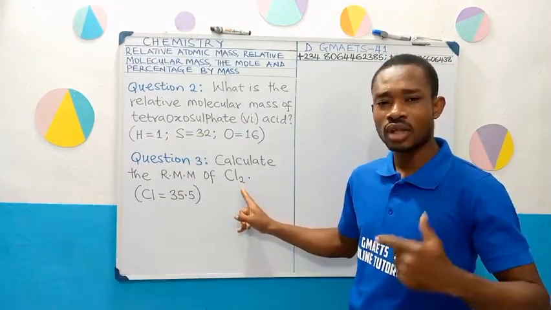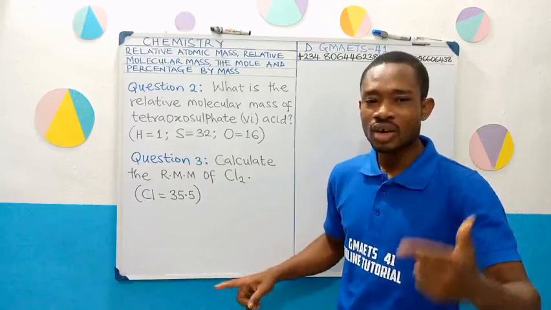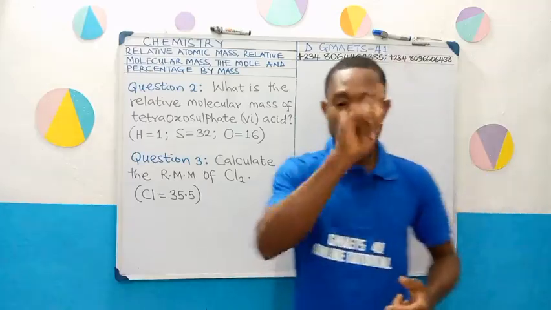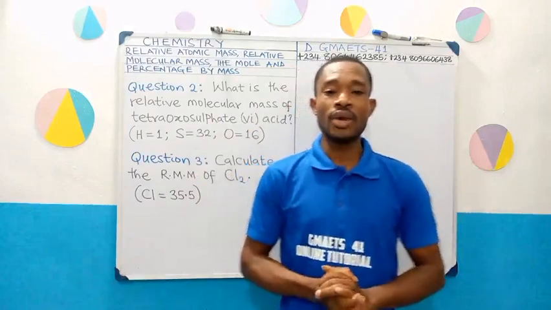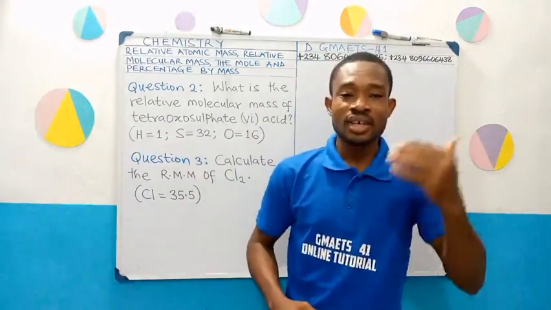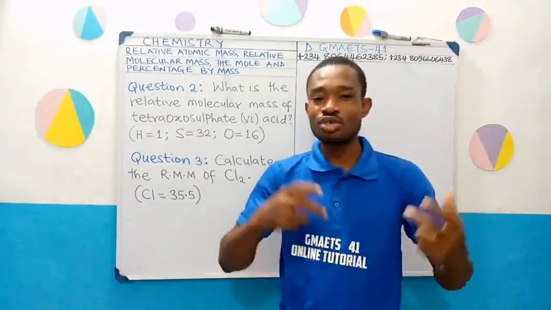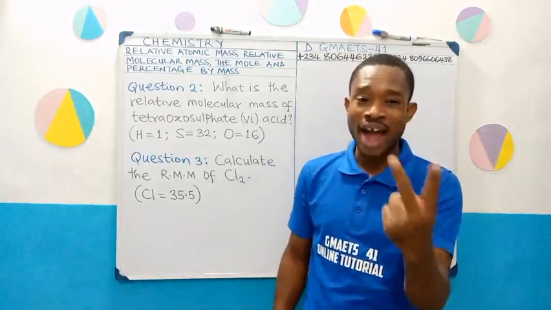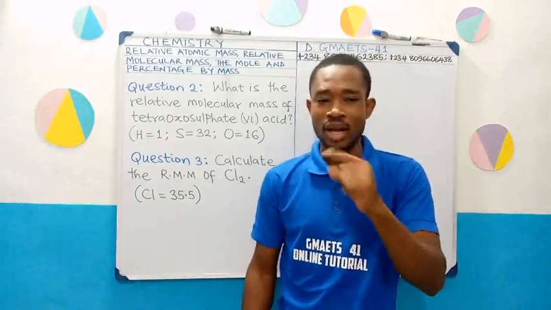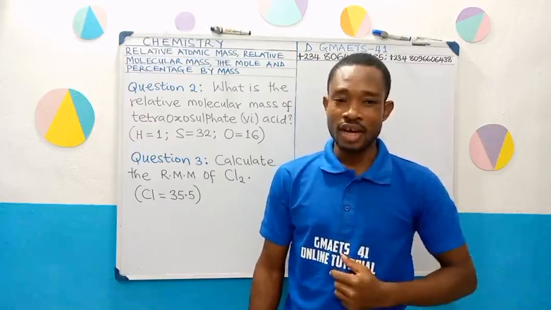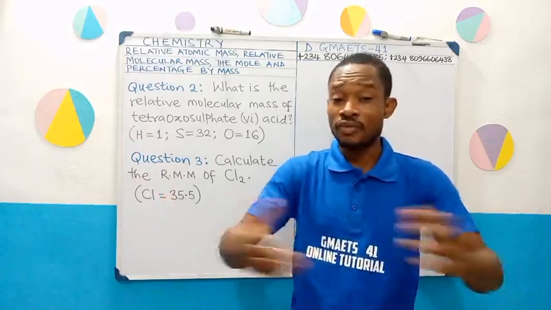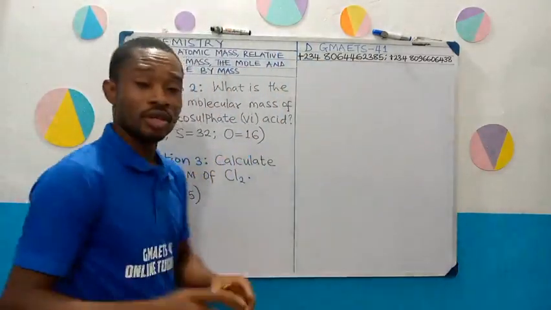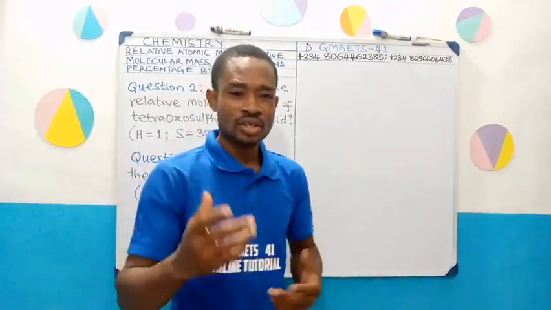This Cl2 is called chlorine molecule. Remember, we have Cl. Cl alone is a chlorine atom. Chlorine is a diatomic gas, so it usually exists as 2 atoms making up 1 molecule. So we're going to get the relative molecular mass as well. How do we do this? We've already solved question 1, and we're going to use the same knowledge to solve this problem.